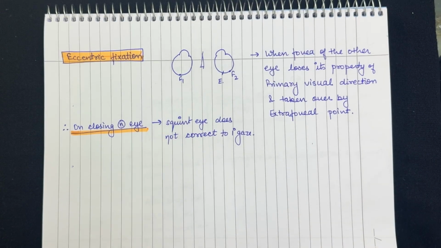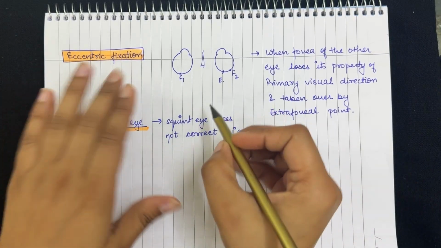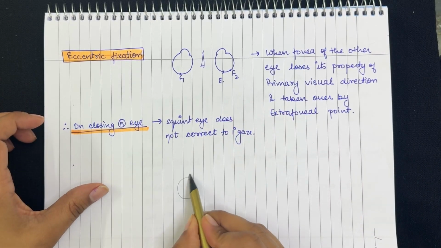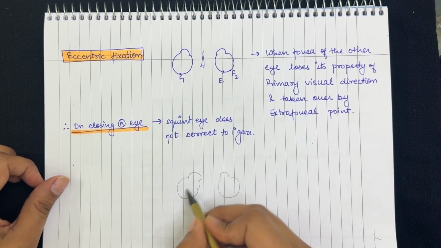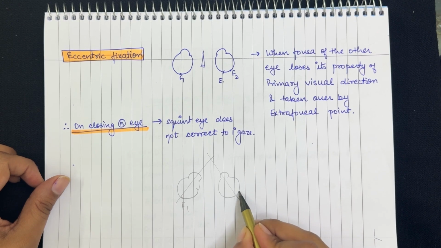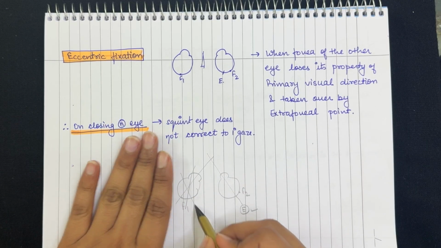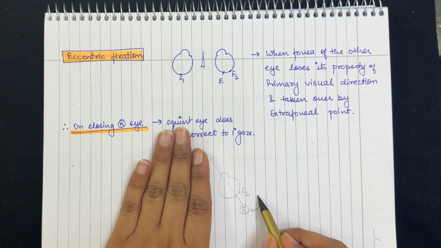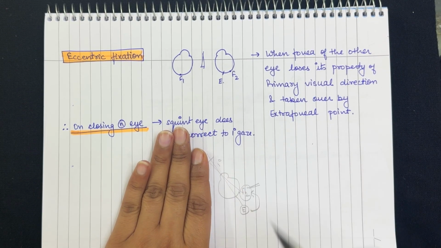Okay, now let's discuss eccentric fixation. So in anomalous, what was it? We just discussed, please don't go by my diagrams, right? The image on f1 when seeing with both the eyes, instead of falling on f2, the extrafoveal point has this power. So when I blocked this, this power is given back to the fovea point and the eye will take its primary position.